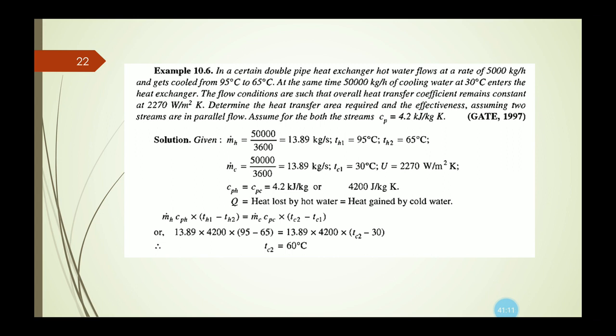Now from the given data, we can write the mass flow rate of the hot fluid and the mass flow rate of the cold fluid. Then T H1, T H2, T C1 are given. We need to calculate the value of T C2, that is the outlet temperature for the cold fluid. Next, the overall heat transfer coefficient is also given, and the specific heat for the hot and cold fluid is given as 4200 joule per kg Kelvin. Now the concept for the heat exchanger is that the heat lost by hot water is the heat gained by cold water. So if we use the formula here, then we can ultimately calculate the value of the outlet temperature of the cold fluid.